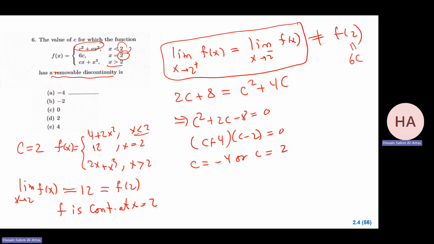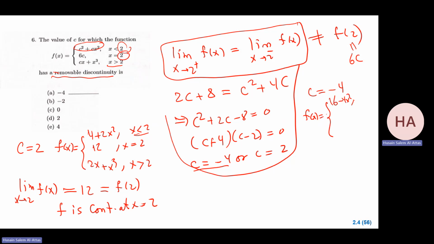Now let me check minus 4. c equal minus 4. Let me check that. c equal minus 4. What will be f of x? 16 minus 4x squared if x less than 2, minus 24 if x equal to 2, and I have minus 4x plus x cubed if x greater than 2.